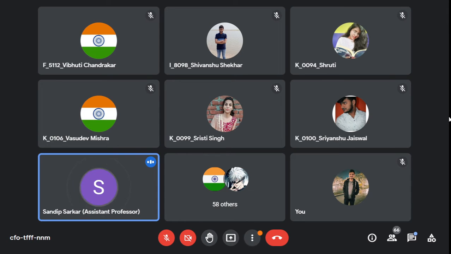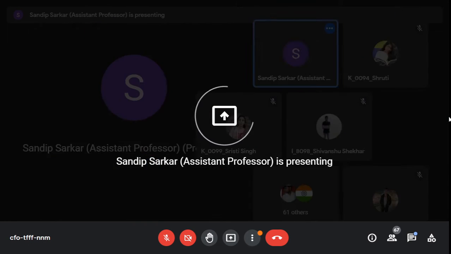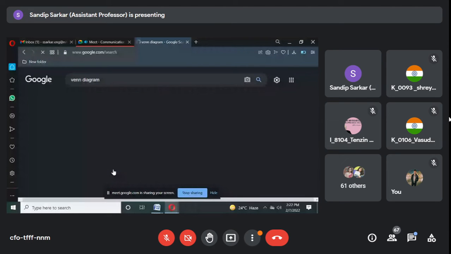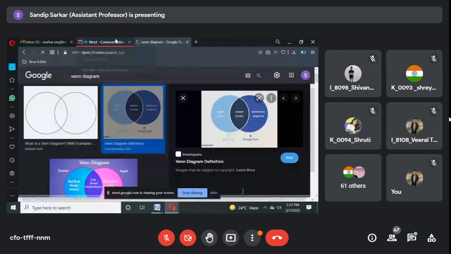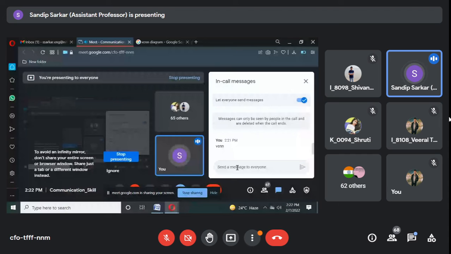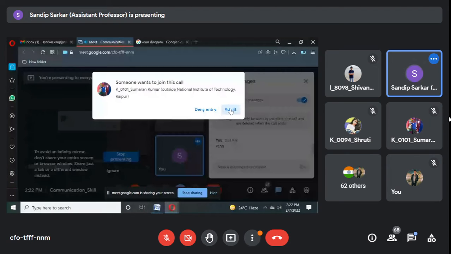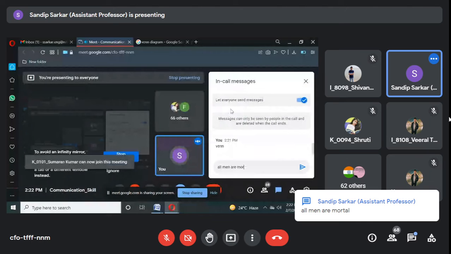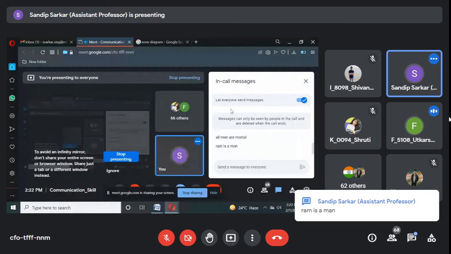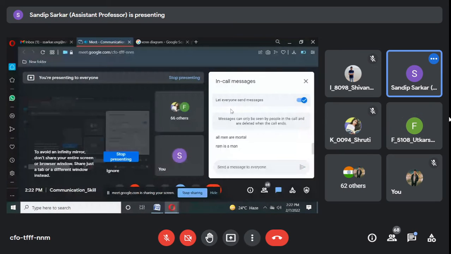I'm sharing my screen. My screen is visible? Yes, sir. I'm writing these sentences in the chat box. All men are mortal. Ram is a man. So what will be the conclusion, Sriti? Ram is mortal.